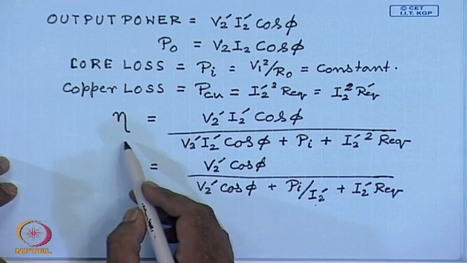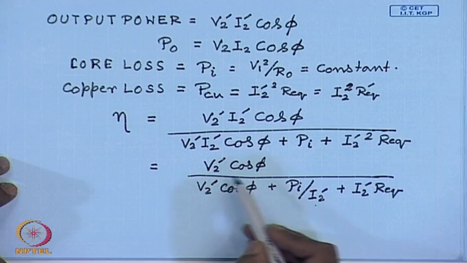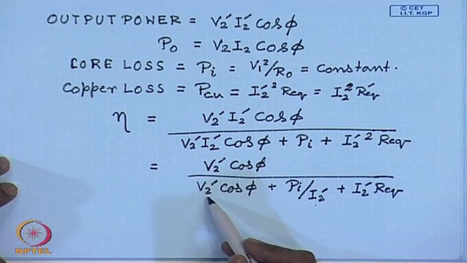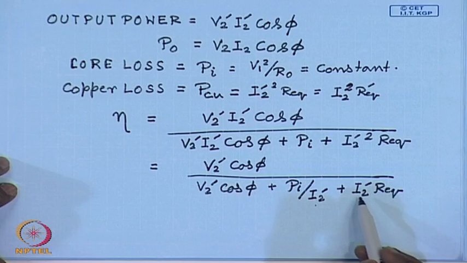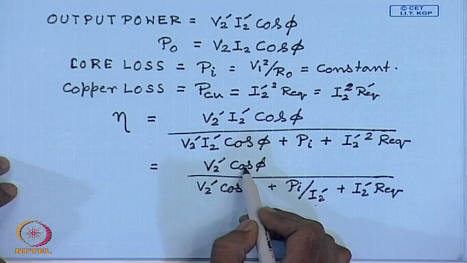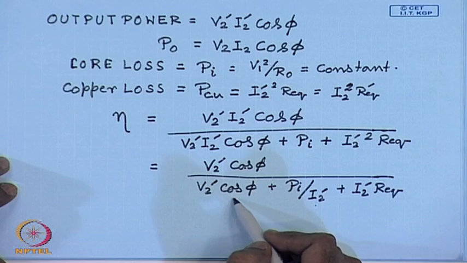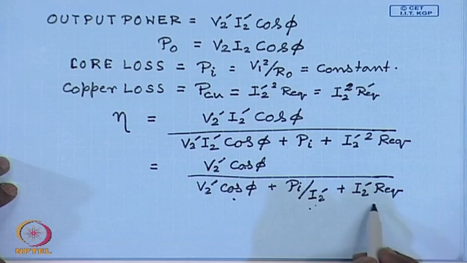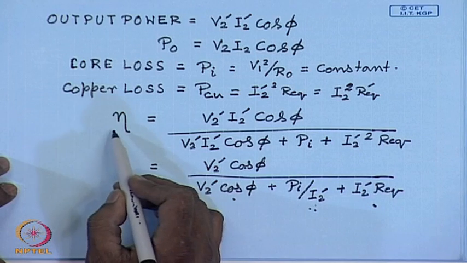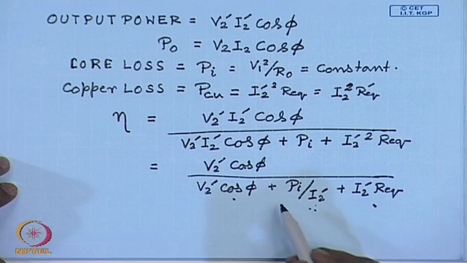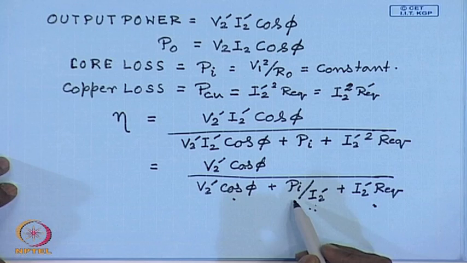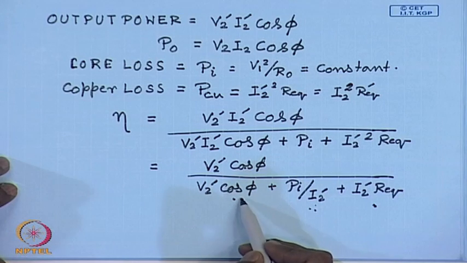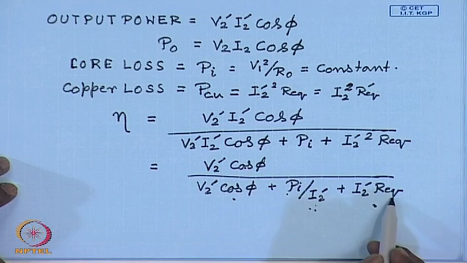Now, if we look at the expression of the efficiency, we see that it is V2 dash cos phi divided by V2 dash cos phi plus P_I by I2 dash plus I2 dash Req, of which the numerator is constant, the first term of the denominator is constant, only these two terms are functions of I2 dash. For nu to be maximum, the denominator should be minimum. Now, of the denominator the first term is constant. So, the sum of the second and third term should be minimum.